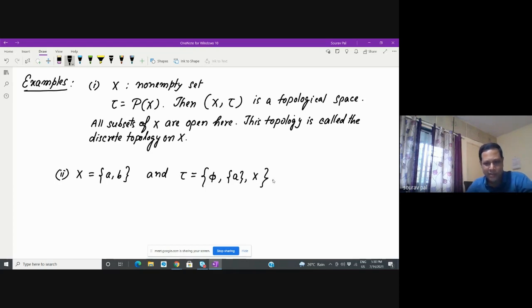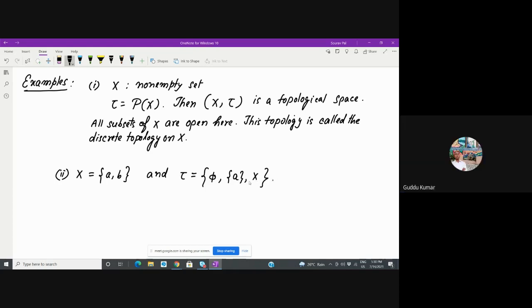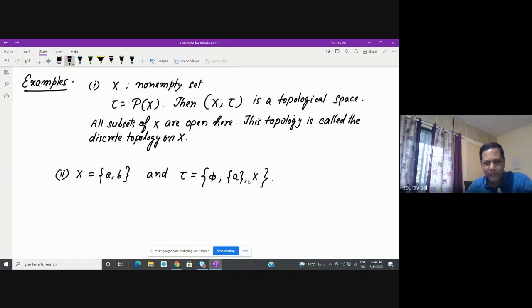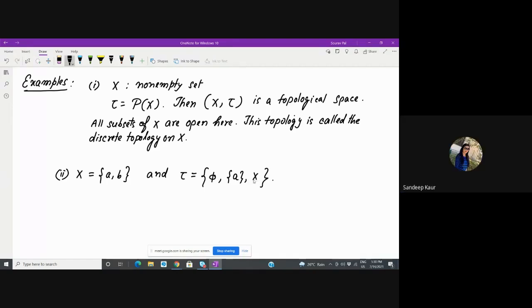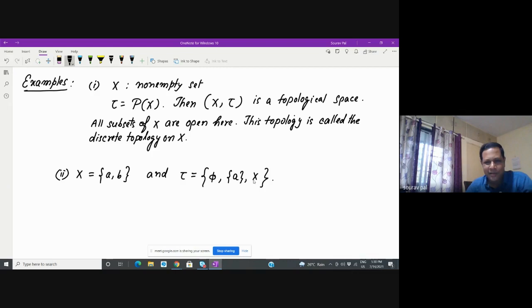Can anybody tell me whether this is a topology? Yes, sir. Yes, it is closed under any union, and it is closed under finite intersection. Nevertheless, only finitely many sets are there. So then this is a topology, and (X, tau) is a topological space.